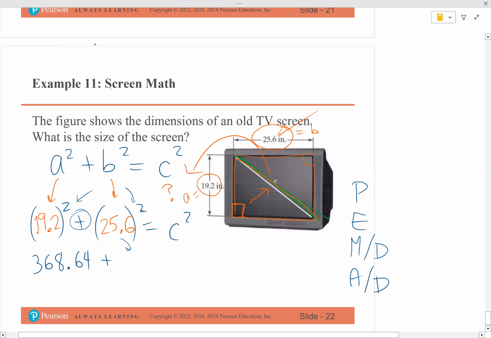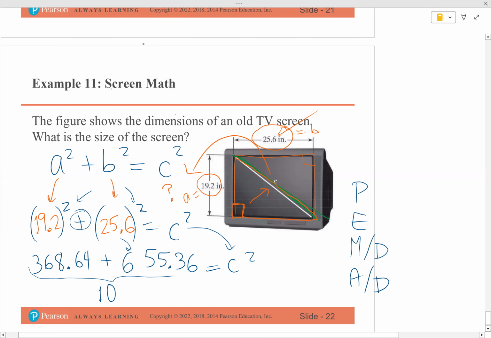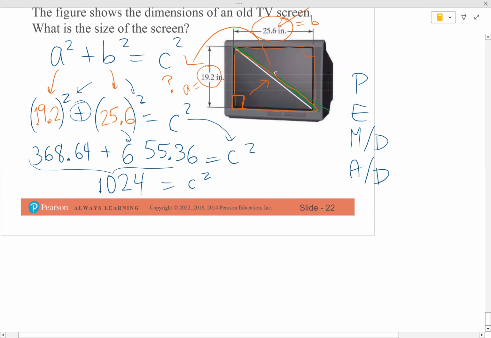And then exponent, and then multiply, divide, and then add, subtract. All right, and then 25.6 times itself, or raised to the second power, is going to be 655.36. And that's equal to the thing I don't know, C squared. Now I can add these together. That's really all there is left. So 655.36 plus 368.64. I get this left side is exactly 1,024. That's crazy. That doesn't sound right, but yeah, I think it is.